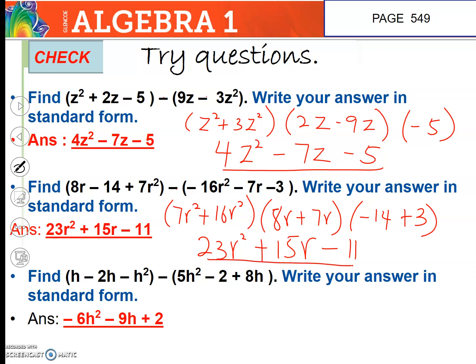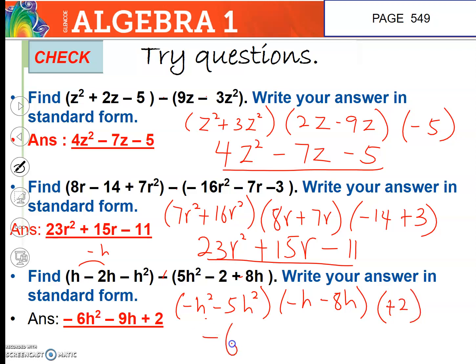Now the last one, if we're solving for the exponent of 2, we're going to have minus 8h to the power of 2 minus 5h to the power of 2. The next one, we have h minus 2h. This is going to give us minus h. So we're going to have minus h minus 8h, because minus and positive gives us minus. And the last one, there is no constant in the first one, so we leave it as minus 2, which is plus 2. So in solving that, this gives us minus 6h squared. Then we have minus 9h plus 2, and that is our final answer.